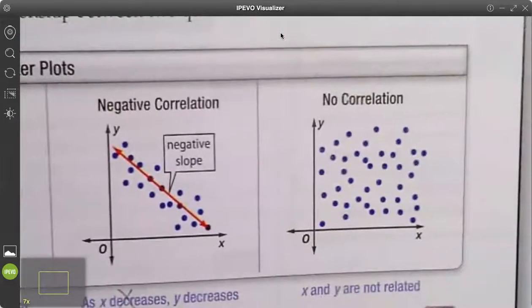And one like this would have no correlation at all. It doesn't go up or down. It's just kind of all over the place. So let's look at several examples of this.